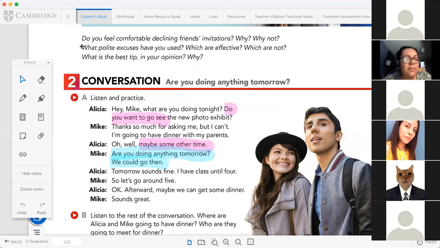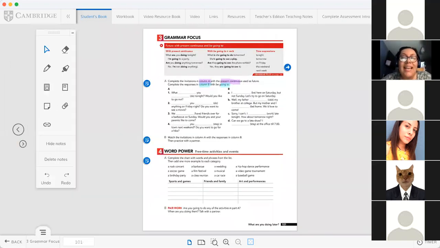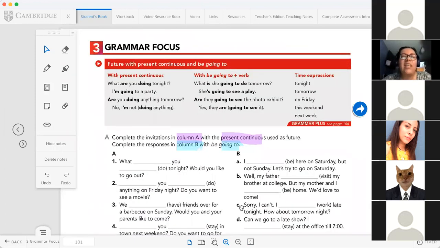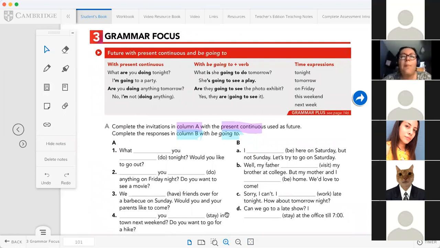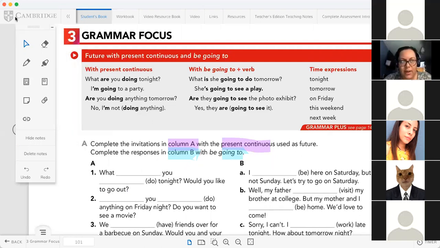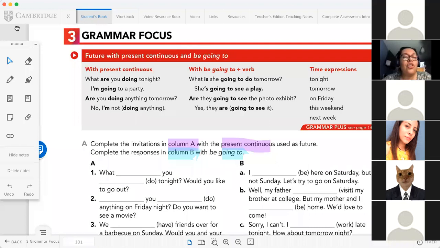All right, over here, the book. Then the next page, what we have is the grammar focus that you used for the homework. Now, in general, you did good in the homework, but there were a couple of teeny tiny mistakes that I want to discuss with you today. All right. So let's see. The grammar focus is future with present continuous and be going to.